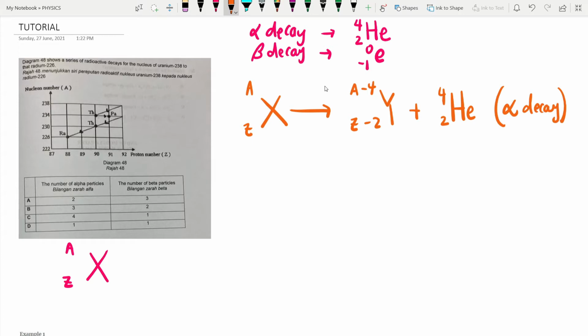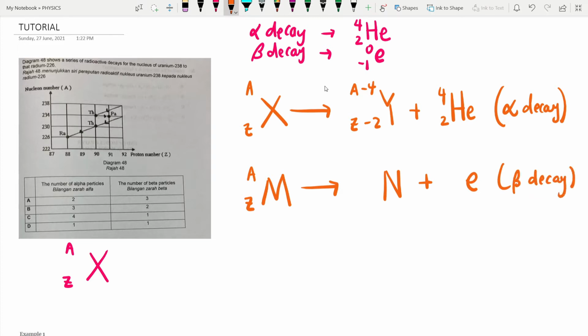Untuk beta decay pula, kita ada for example elemen M, A, Z, dan dia menjadi N for example. Dia akan melepaskan beta ataupun elektron. That is why it's called beta decay. So kita tahu elektron dia punya proton adalah -1 dan nukleon dia adalah 0. So what it means, Z dia akan tambah 1 dan A dia akan kekal sama. If you see this dalam soalan, you know which one is the decay, alpha decay ke beta decay.